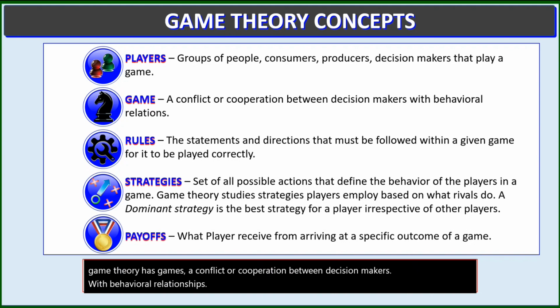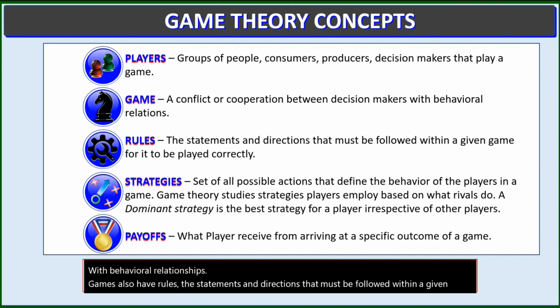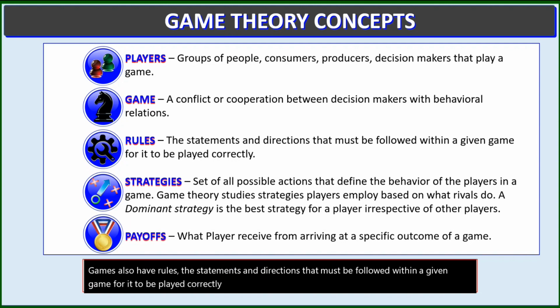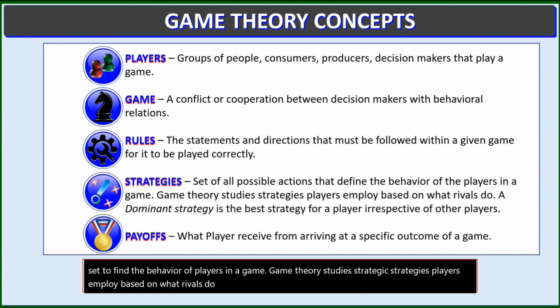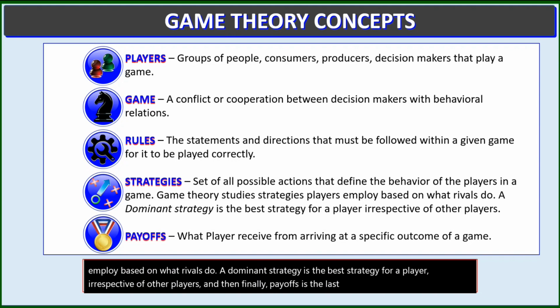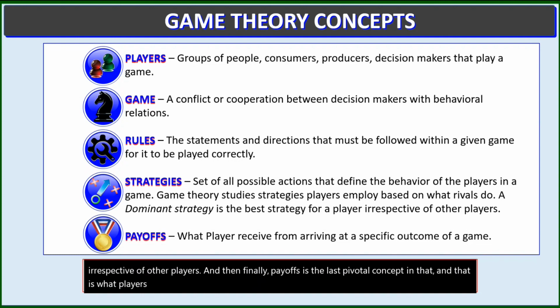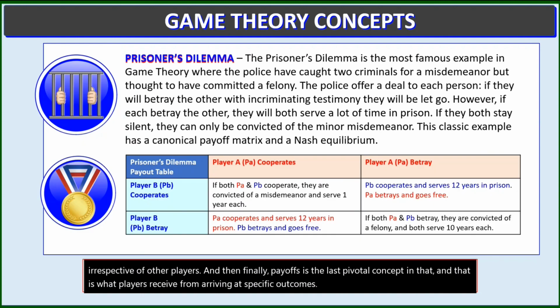Games also have rules, the statements and directions that must be followed within a given game for it to be played correctly. It also has strategies, which is the set of all possible actions that define the behavior of players in a game. Game theory studies strategies players employ based on what rivals do. A dominant strategy is the best strategy for a player irrespective of other players. And then finally, payoffs is the last pivotal concept, and that is what players receive from arriving at specific outcomes of a game.